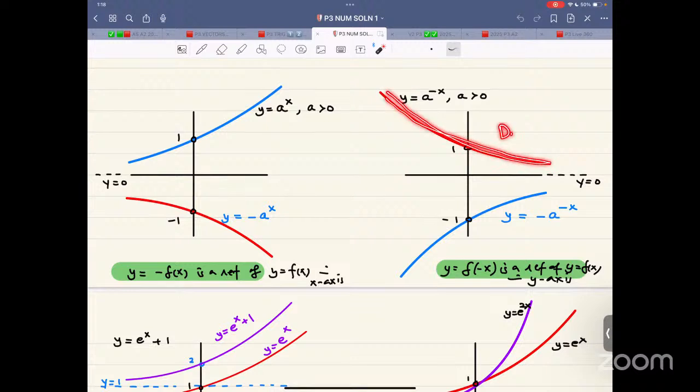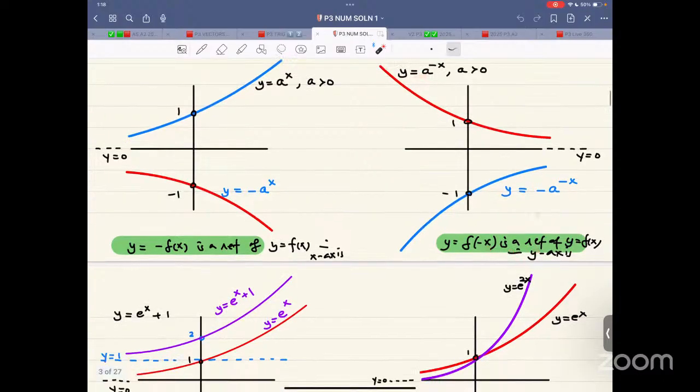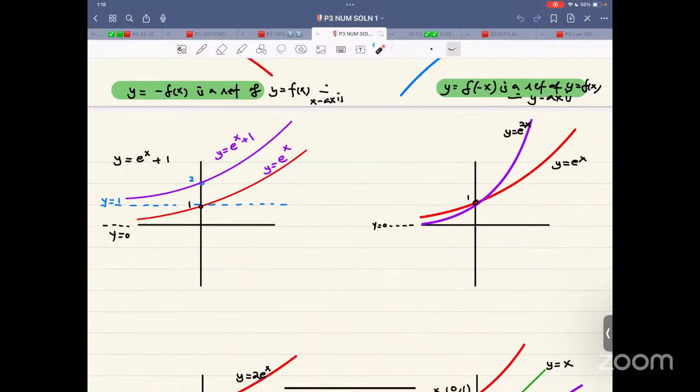This is a graph of decay. This is a graph of growth. This red and this thing, they are reflections of each other in the y-axis. This is growth. This is decay. If you put a minus on the outside, that again is a reflection in the x-axis.